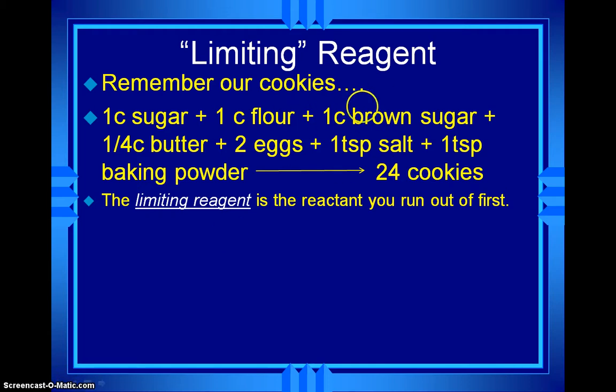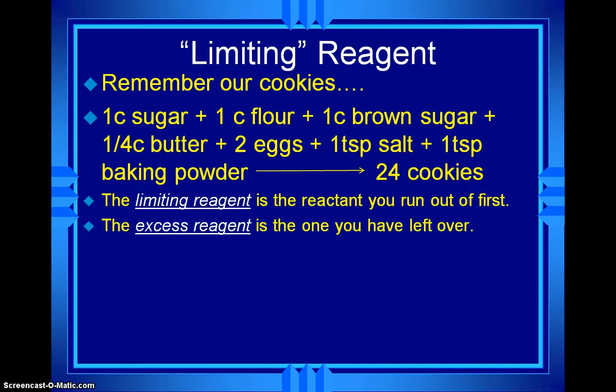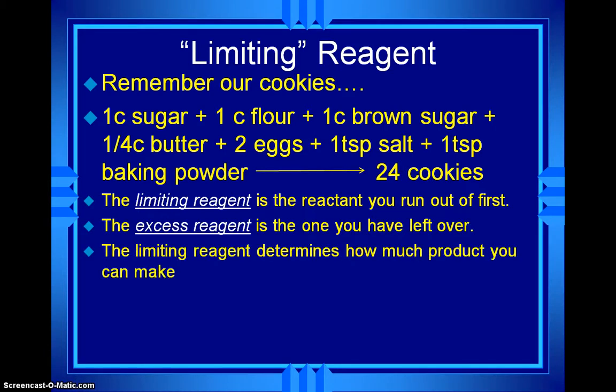So if you only had 1 cup of brown sugar, but you had a pound of flour and a pound of regular sugar and a pound of butter, you had all this excess stuff, then the cup of brown sugar is going to limit how many cookies you can make. The excess reagents would be anything then that you had leftovers of. Okay, the limiting reagent will determine how much product you can make. So if you only have 1 cup of flour, you will only be able to make 24 cookies, even if you have leftover of everything else, right? If you have 4 eggs, you'd only be able to make 48 cookies, assuming you had excess of everything else.